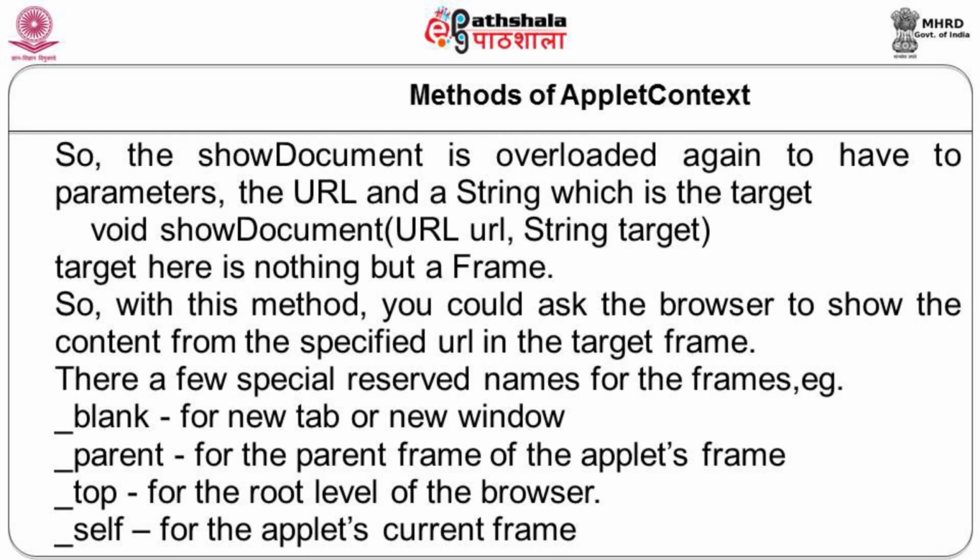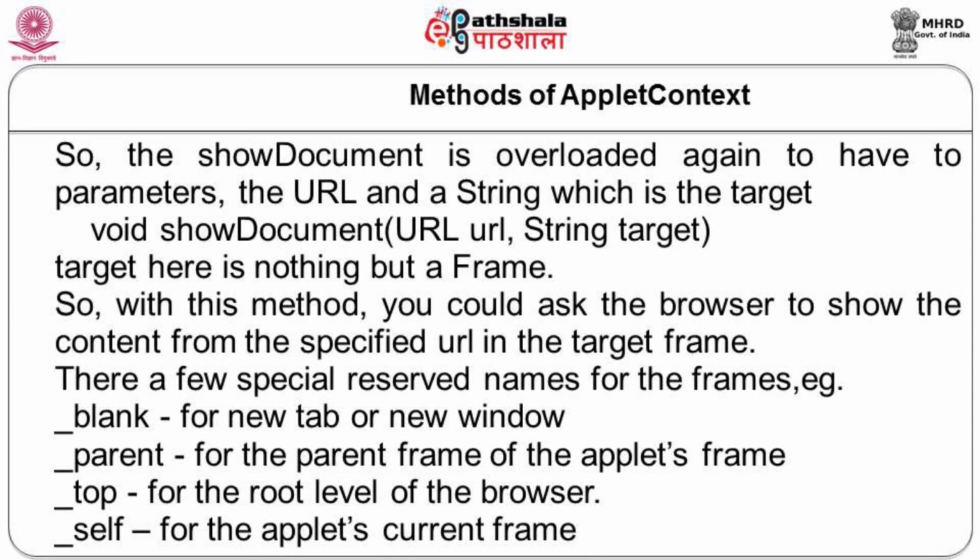We have these frames. Your HTML page, which is currently being shown, has one of the things being an Applet. The Applet there is trying to ask the browser to show a particular URL page. So it's getting the Applet context and asking it to show a document, giving a URL. But what is this target? Target is nothing but a frame. So you could say, okay, this page which corresponds to this URL needs to be shown in so and so target frame.